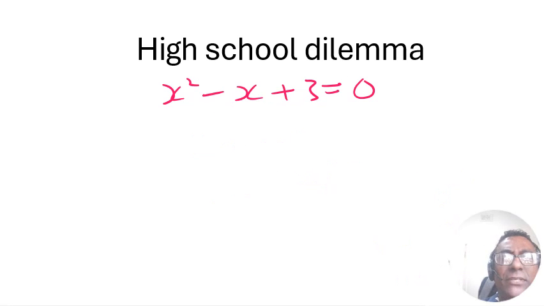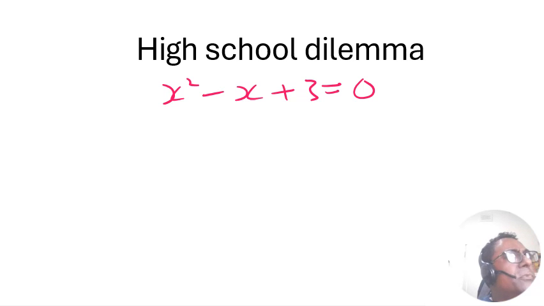Okay, so let's have a look at this one. X squared minus x plus 3 equals 0. Now you would remember from school when we were looking at nature of roots: real roots, rational roots, equal roots, and then we said, when delta is less than 0, we looked at what we call imaginary roots.